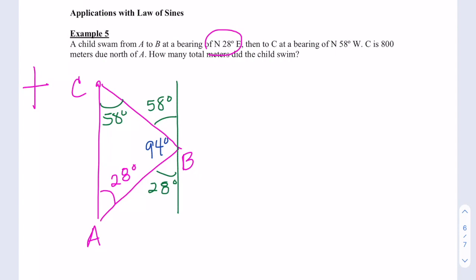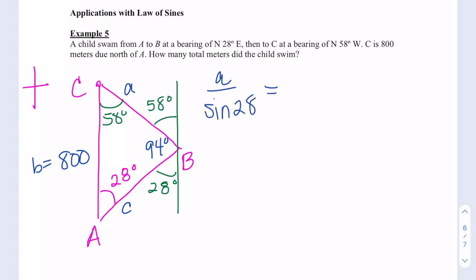So we're given that the distance from A to C is 800. So now we have our B and our angle B. And we want to figure out how far this child swam. So that's going to be the distance of C plus A. So first let's find A. So A over sine of 28 will equal 800, which is B, over sine of 94. So A is approximately 376.5.